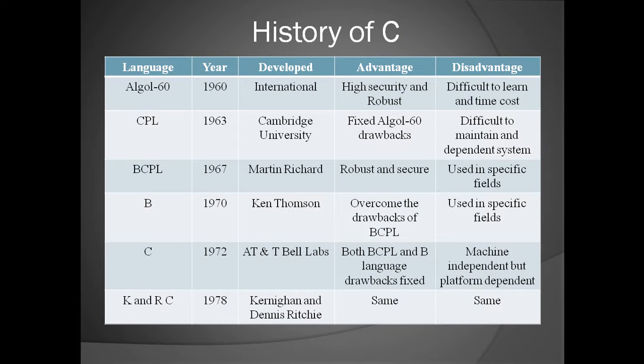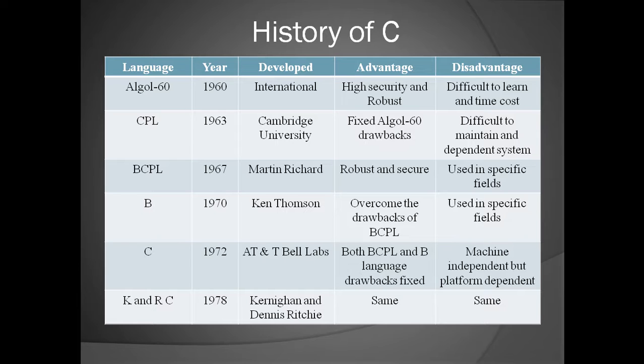If you see the history, the first language that evolved in the early 60s was Algol 60, which was developed by the International Institute. That language was only for organizations concerned with security and high robustness. The main disadvantage is that nobody was interested in learning this language. It's very difficult to learn, and the time and cost are very high.